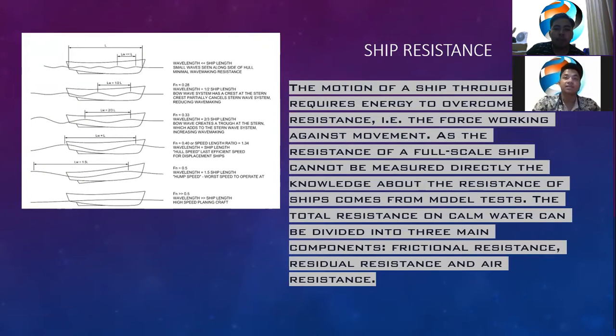Okay, ship resistance. The motion of a ship through water requires energy to overcome resistance, i.e. the force working against movement. As the resistance of a full-scale ship cannot be measured directly, the knowledge about the resistance of ships comes from the model test. The total resistance on calm water can be divided into three main parts: first, frictional resistance, residual resistance, and air resistance.